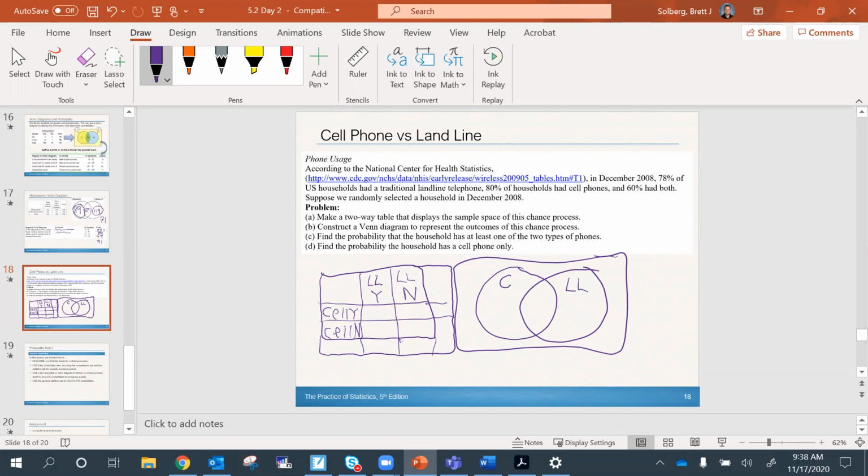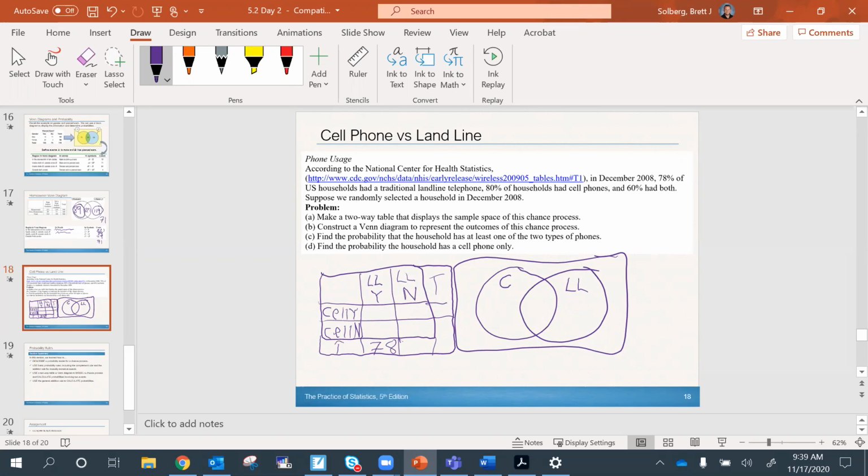So I'm going to actually add one more column here, which is going to be total. So I'm going to put T for total. If 78% of these people had a traditional landline, that's going to be the total for those who had a landline. So landline total is 78%. So that 78 is kind of coming down here.